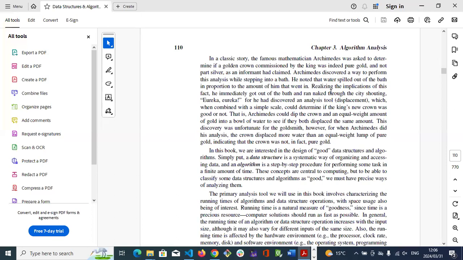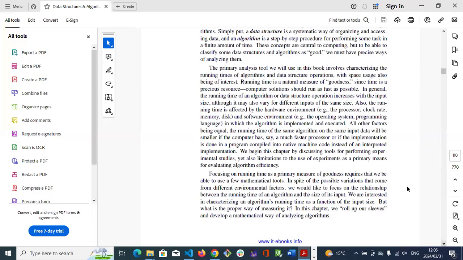This discovery was unfortunate for the goldsmith, the informant. However, when Archimedes did his analysis, the crown displaced more water than an equally weighted lump of pure gold, indicating that the crown was not in fact pure gold.